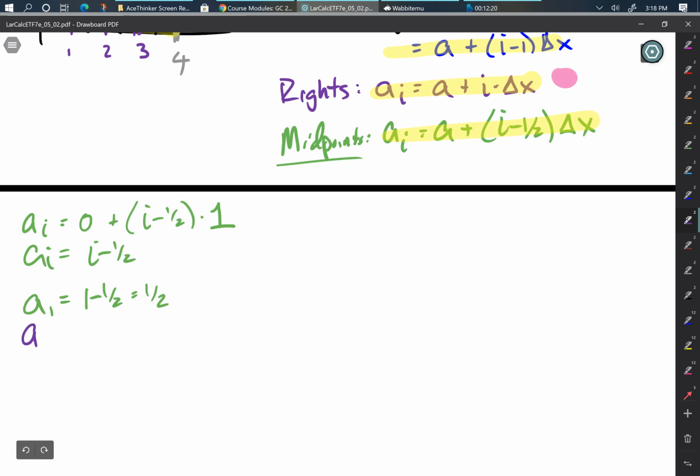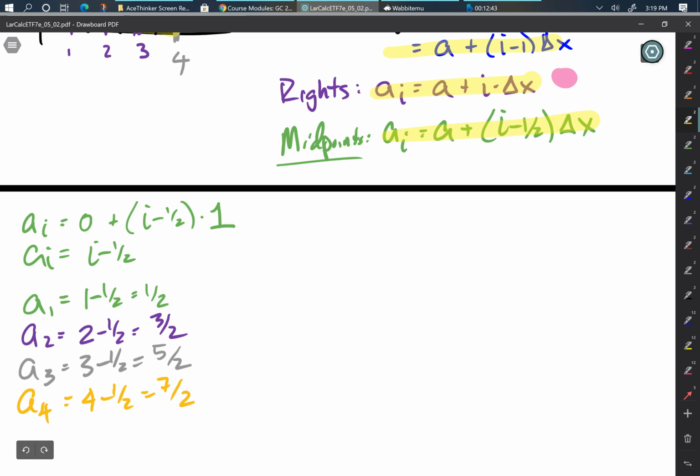Our sample point for the second rectangle is going to be 2 minus 1/2, which is 3/2. Our sample point for the third rectangle is going to be 3 minus 1/2, which is 5/2. And our sample point for the fourth rectangle is going to be 4 minus 1/2, which is 7/2.